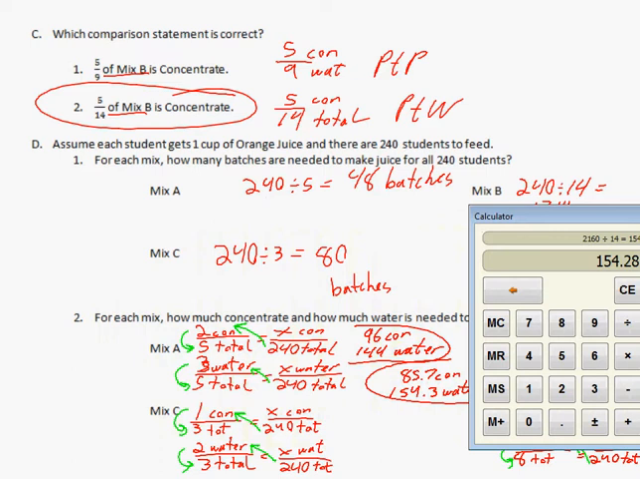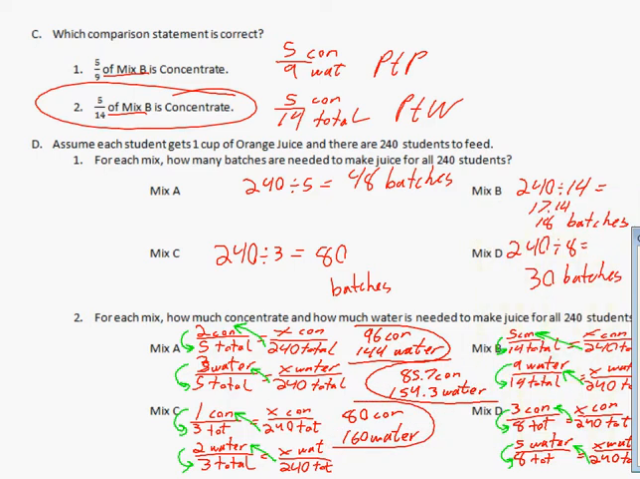Mix C. 240 times 1 divided by 3, 80. Concentrate. 240 times 2 divided by 3, 160. Water.